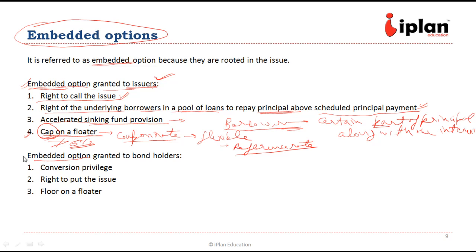Let us look at the other side where the option is embedded in the bond and it is beneficial to the bondholder. It could be a conversion privilege. For example, we have convertible securities, which can be converted into shares after a certain duration. That privilege is given, that option is given to the bondholder. If they do not want to convert, they are allowed to do so. So that is the option with the bondholders.